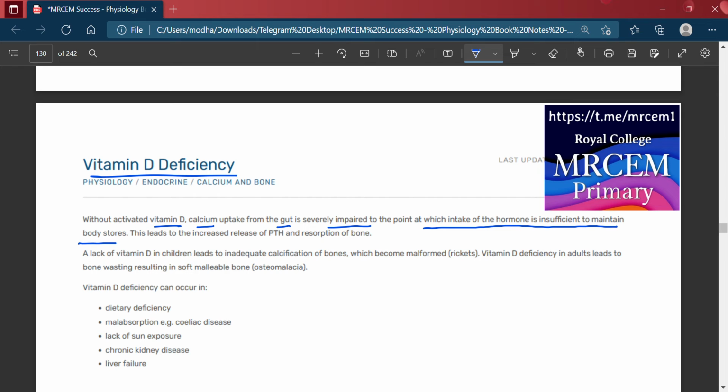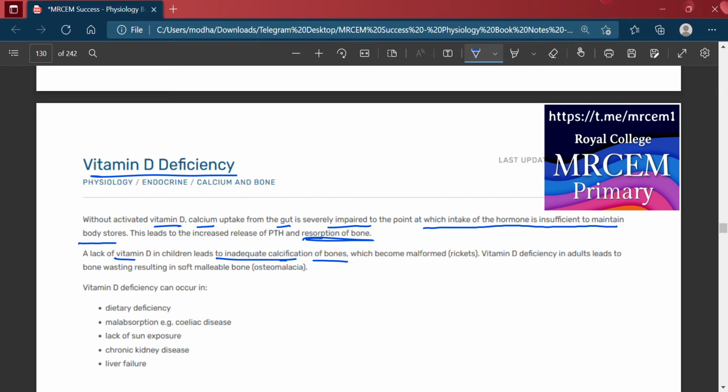Okay, so it leads to increased release of parathyroid hormone, which causes the reabsorption of calcium from the kidney, and it also causes the resorption of bone to release more and more calcium from the bone. A lack of vitamin D in children leads to inadequate calcification of bone.